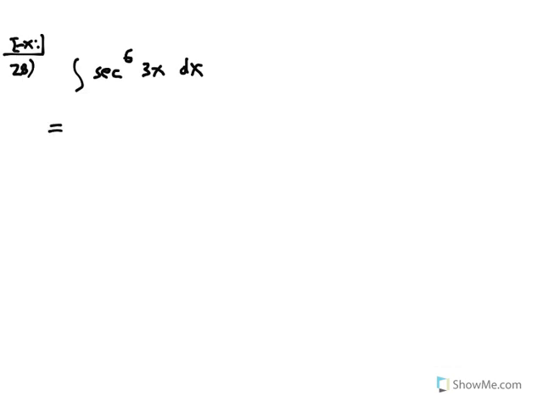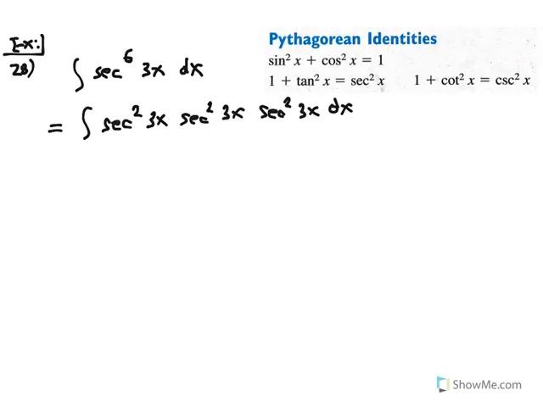So we will begin by rewriting this as secant squared 3x times secant squared 3x times secant squared 3x dx. That is, of course, secant to the 6th power of 3x dx.